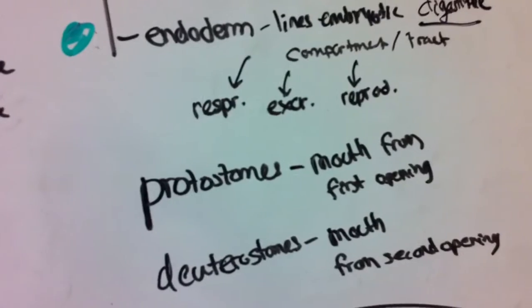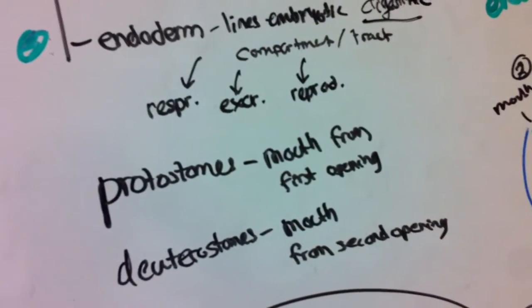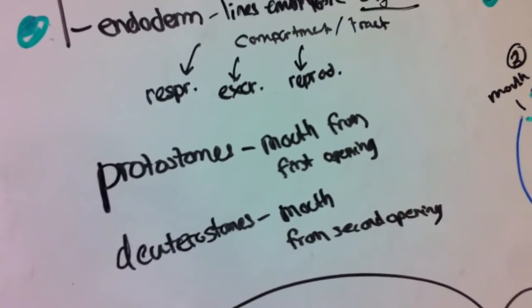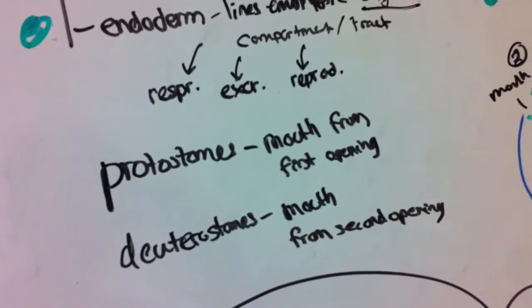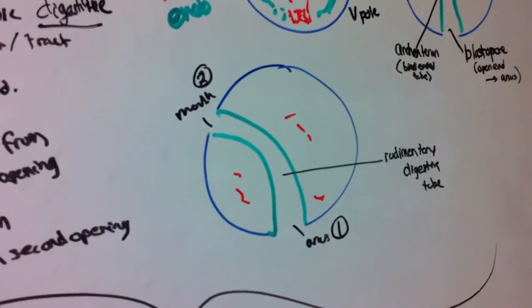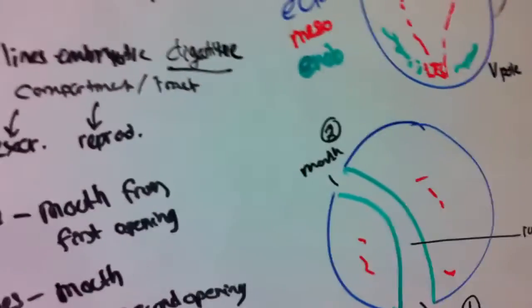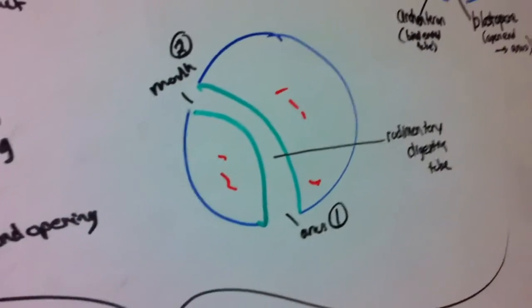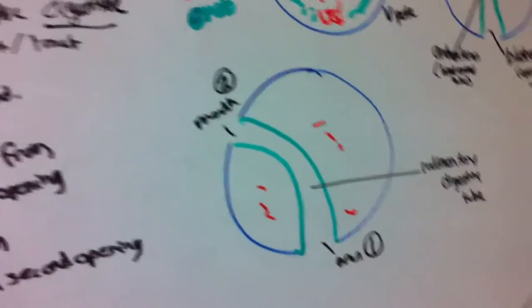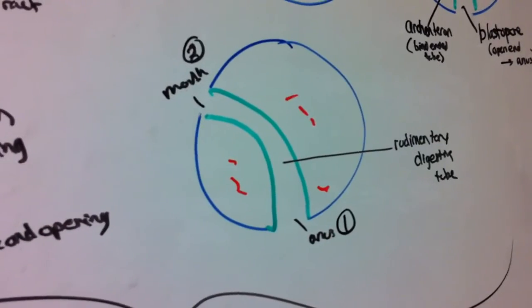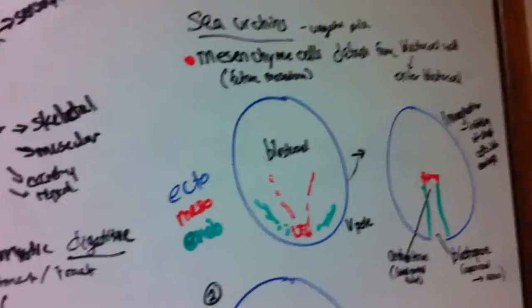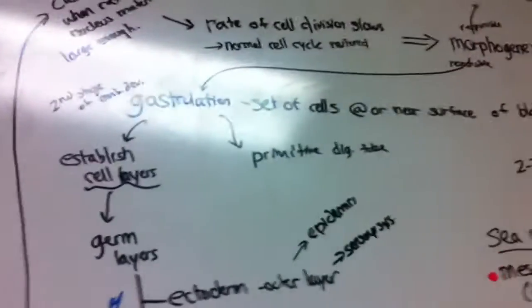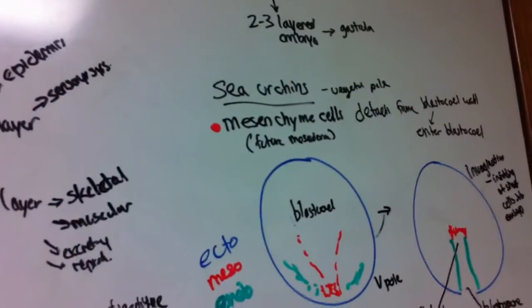Now, some vocabulary before we end this video. Protostomes have their mouth formed from the first opening, and deuterostomes have their mouth formed from their second opening. So looking at this, we can tell that it's a deuterostome because the mouth comes from the second opening, and the anus comes from the first opening. Anyways, that's pretty much the process of gastrulation, the inward moving of cells for a sea urchin.